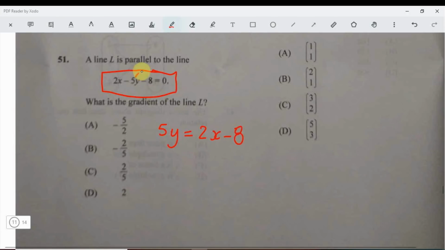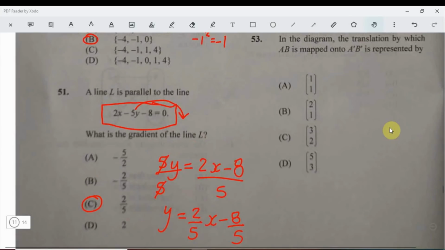So I brought the 5y over to this side. So if 5y is 2x minus 8, we can divide both sides by 5. This cancels this, so y is equal to 2 over 5 x minus 8 over 5. So the gradient is just going to be 2 over 5. Alright, because the lines are parallel.